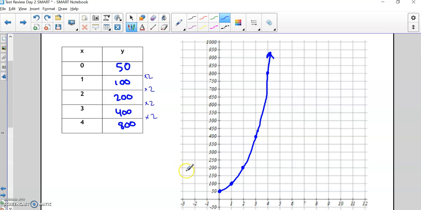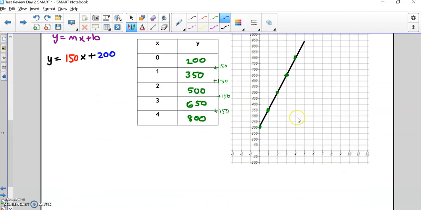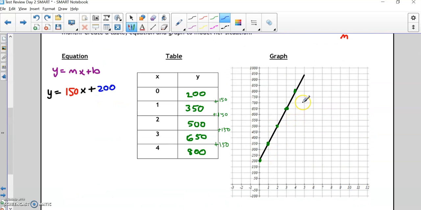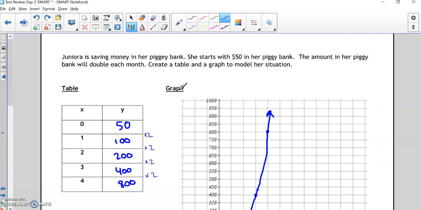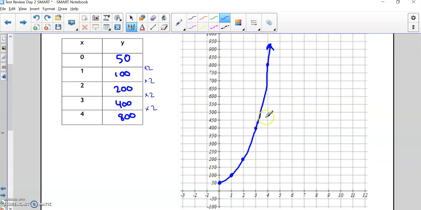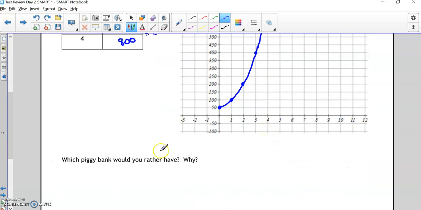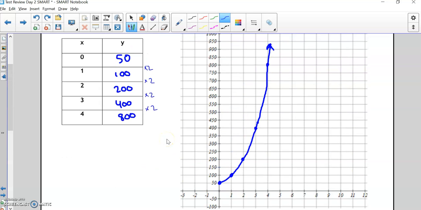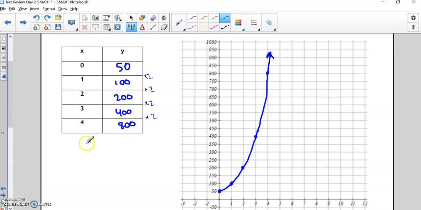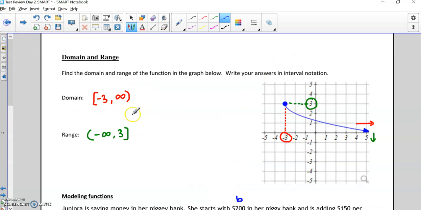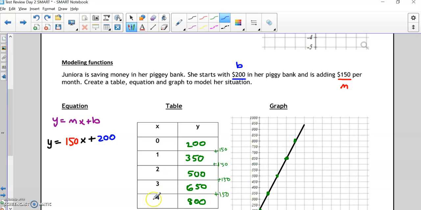So here we have a graph that's obviously not a straight line, right? Our last one was a perfectly straight line, changing by the same amount each time. And then the next graph, it increased a lot faster, okay? Now, something to think about is, which piggy bank would you rather have, and why? Well, if we look at this piggy bank, at month 4, she was at 800, and here, at month 4, she was also at 800.